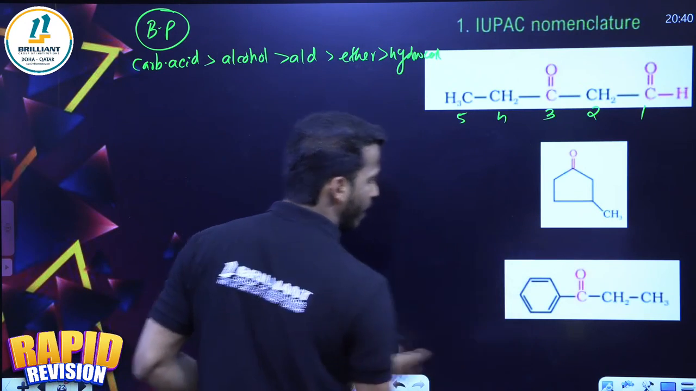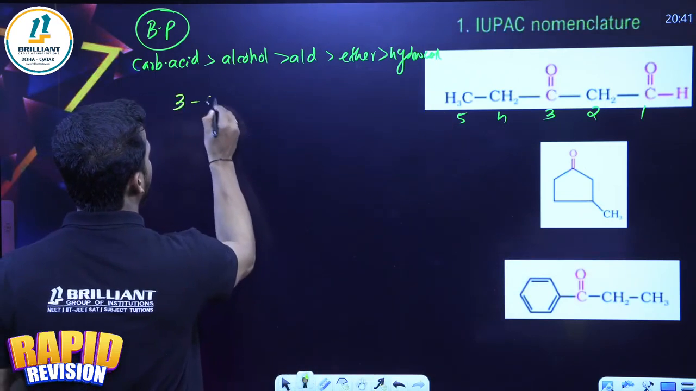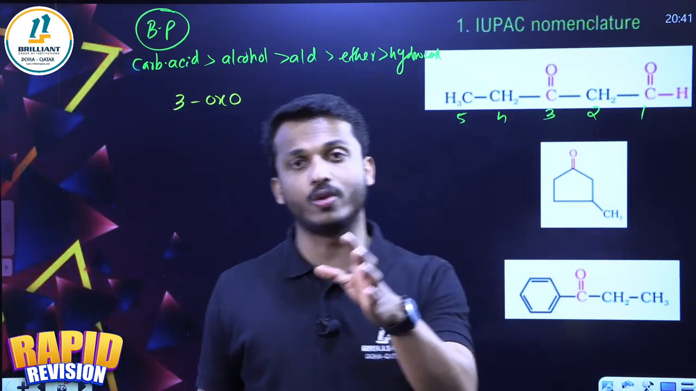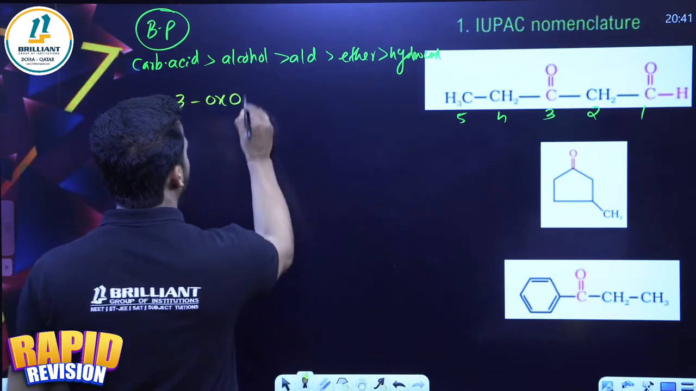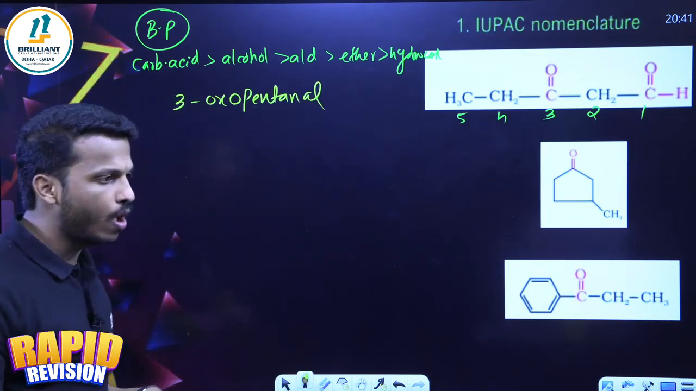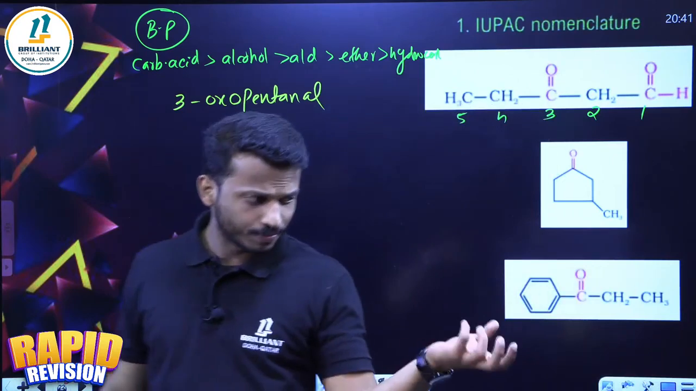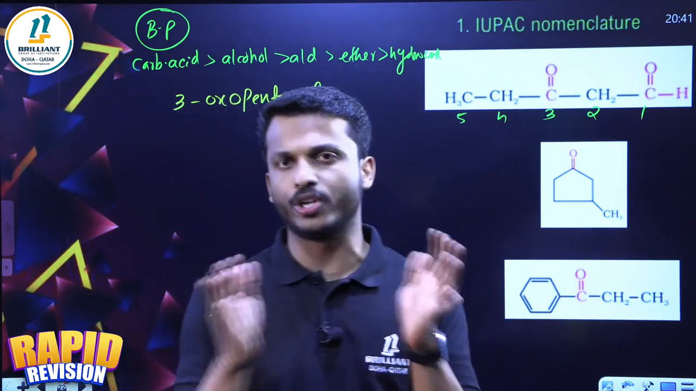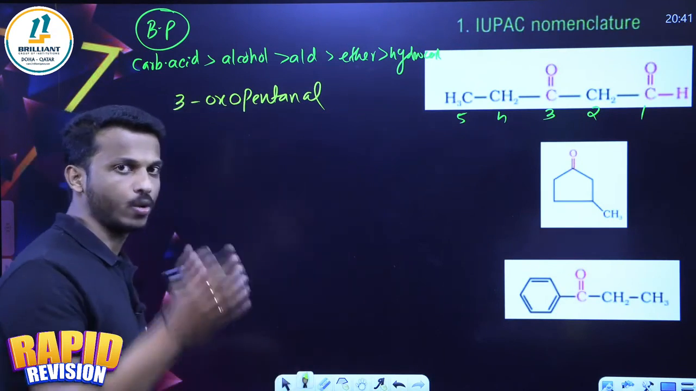And tell me, dear all, what is the answer for that? At the third position there is a ketone, so the name is 3-oxo. If ketone comes as the main group, we use -one; if it is a minor group, we use oxo. So 3-oxo, and 5 carbons with aldehyde, what can we call it? Pentanal. 3-oxo-pentanal. Now, I think because of the typing issue, you are missing the hyphen and comma. No issue, but during the exam, hyphen, comma, everything should be proper, dear all, because certain rules are there.